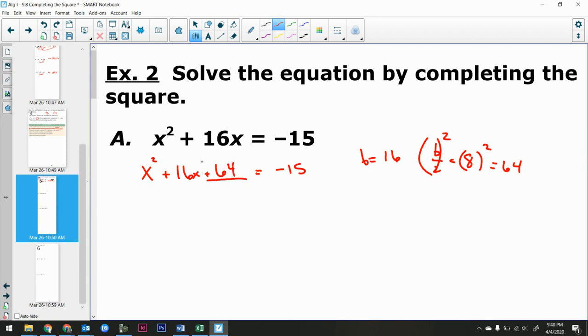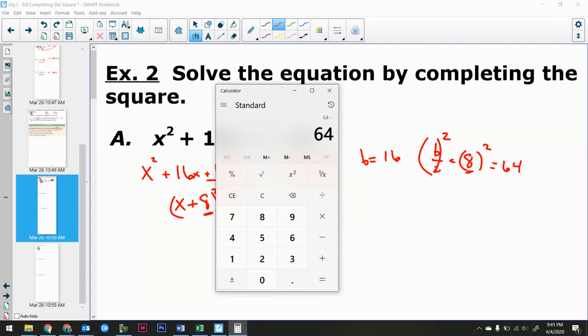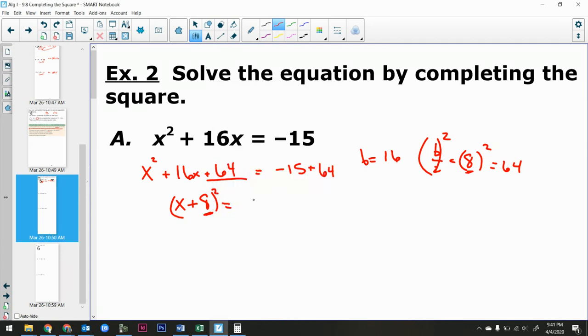Now remember, we just added this 64 to the left side. I can't make this equation unbalanced. Whatever I do to the left side, I must do to the right side as well. All right, now x squared plus 16x plus 64, we turn that into x plus 8 squared. How did I know that it was going to be 8? Remember, this is always just b over 2. That should match here. Always, always, always, always. Now, what is this? Negative 15 and 64. So 64 minus 15 gets us 49. How nice.